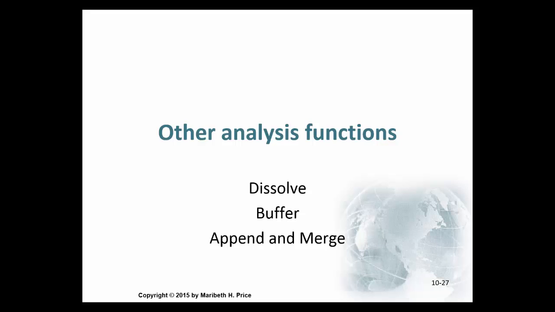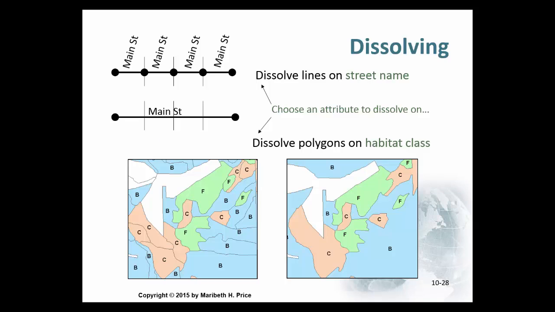There are additional analysis functions to explore. Dissolve removes boundaries and combines features based on a common attribute. When using dissolve, there is only one input layer. Looking at the streets, the boundary between 4 main street segments are dissolved, leading to a single, longer main street. The boundaries between the polygons have been dissolved based on the same label.